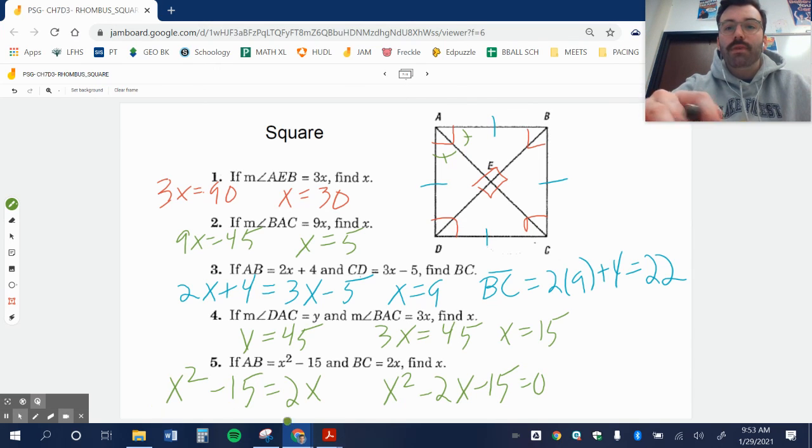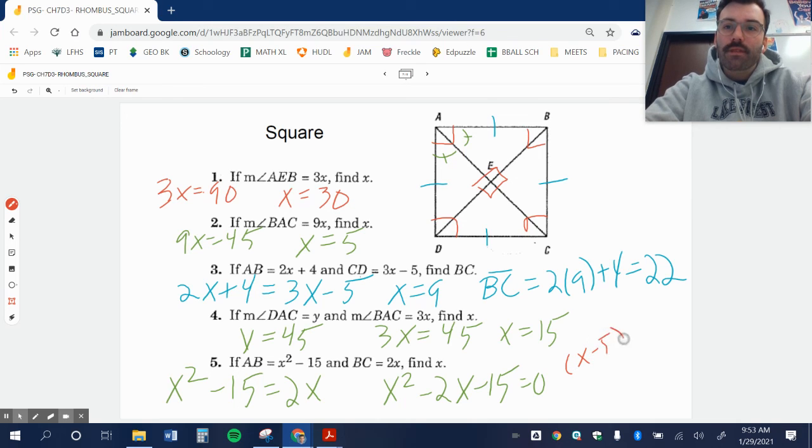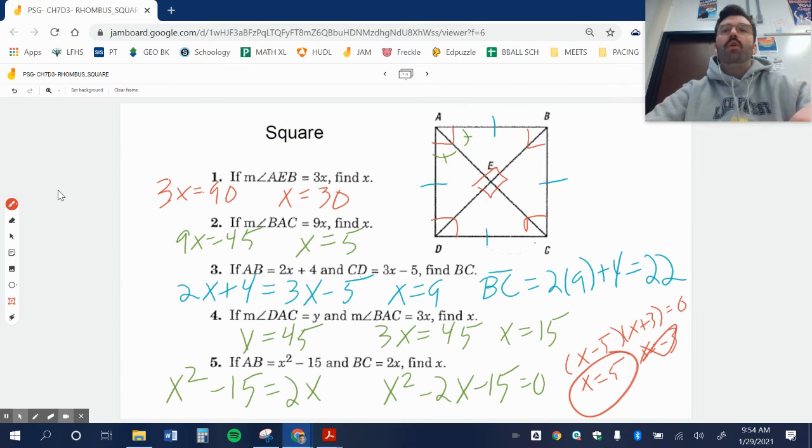I need two numbers that multiply to negative 15 and add to negative 2. I'm going to do this in red. I get x minus 5, x plus 3 equals 0. So x equals 5, then x equals negative 3. Well, if I plug negative 3 into BC, I'll get a negative answer. So I can toss that one out, and x is just 5.